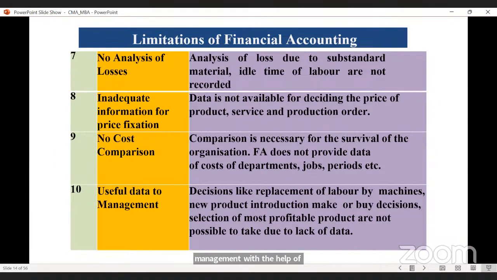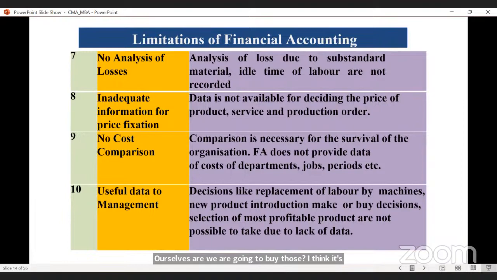So here the management accounting helps to take all those decisions. Whether we are going to replace any human resources like any workers or laborers, or whether we are going to replace any machinery, introduction of new product, selection of most profitable products. Sometimes we are also going for make or buy decisions. That is whether we are going to produce ourselves or we are going to buy those articles or those instruments from the market.